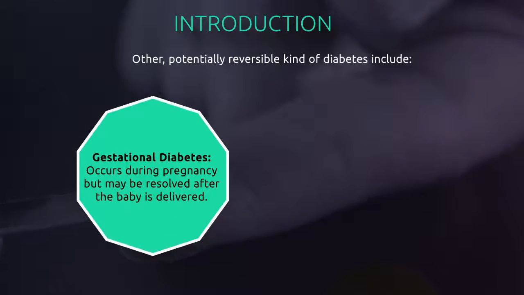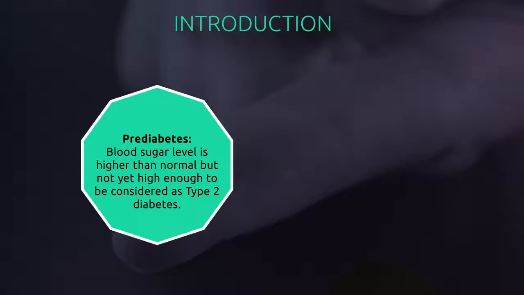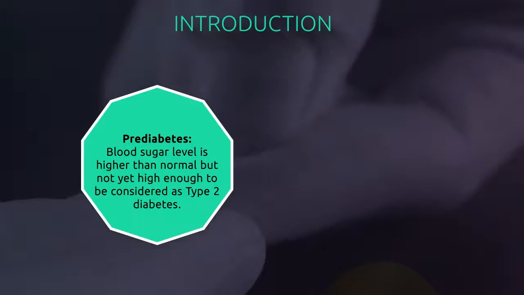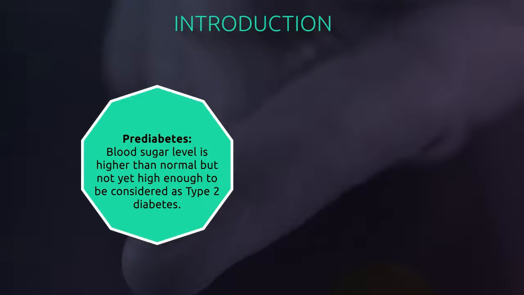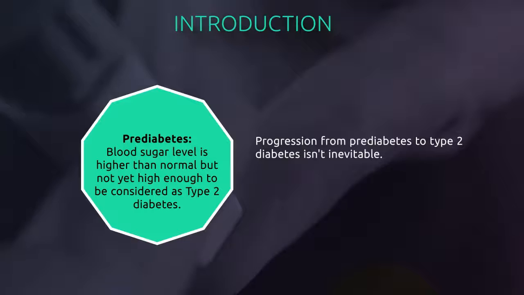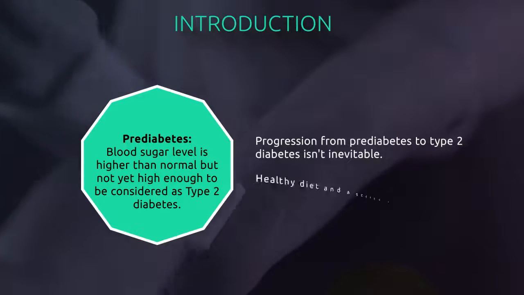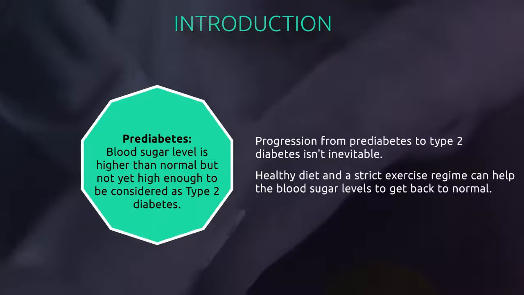It includes gestational diabetes. Another diabetes-related condition, known as prediabetes, also exists. It means that the blood sugar level is higher than normal, but not yet high enough to be considered as type 2 diabetes. On the bright side, progression from prediabetes to type 2 diabetes isn't inevitable. Incorporating a healthy diet and an exercise regime can help the blood sugar levels to get back to normal.